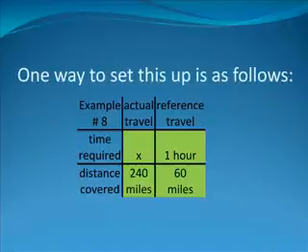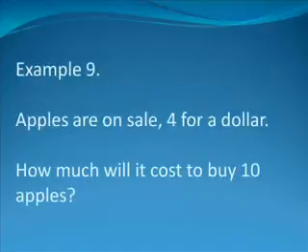Actual travel versus reference travel are the column titles. Time required versus distance covered are the row titles. X, as usual, is in the center. The reference travel is 1 hour. The reference distance covered is 60 miles. And finally, the actual distance covered is 240 miles. Clearly, all we need to do is set up X divided by 240 miles equals 1 hour divided by 60 miles, and we can use the same technique to simplify and arrive at our answer.